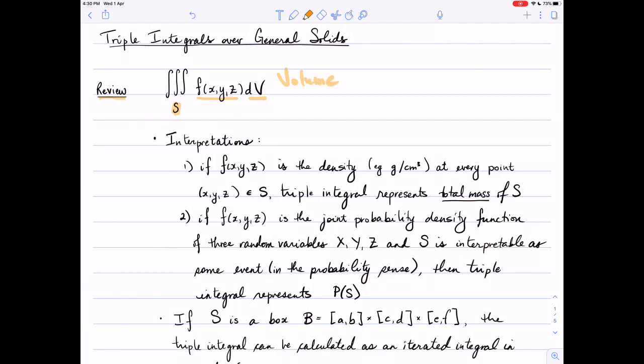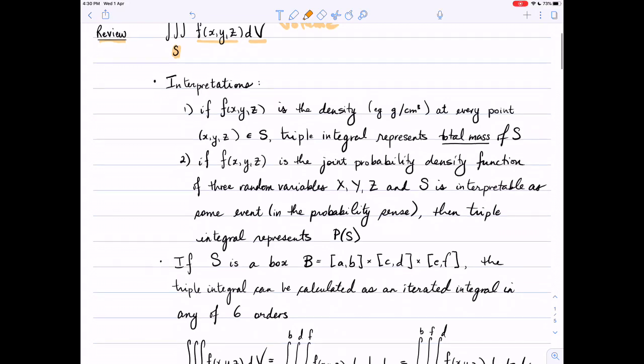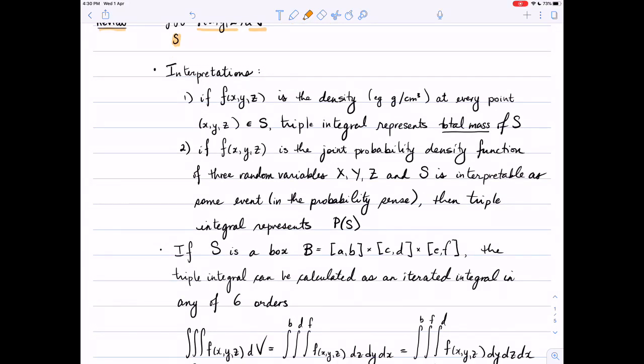is the following, or can be interpreted in the following way. We talked about two kinds of interpretations. One: if the function f of x, y, z is a density function. Sometimes that density is written as rho of x, y, z. That is actually the more common notation for a density function, but we can call it f.